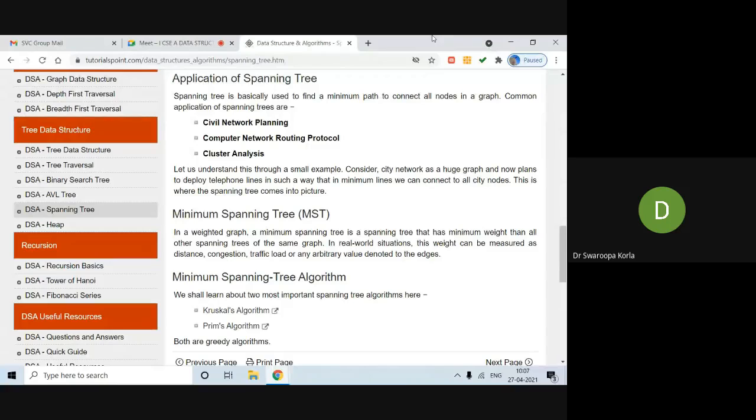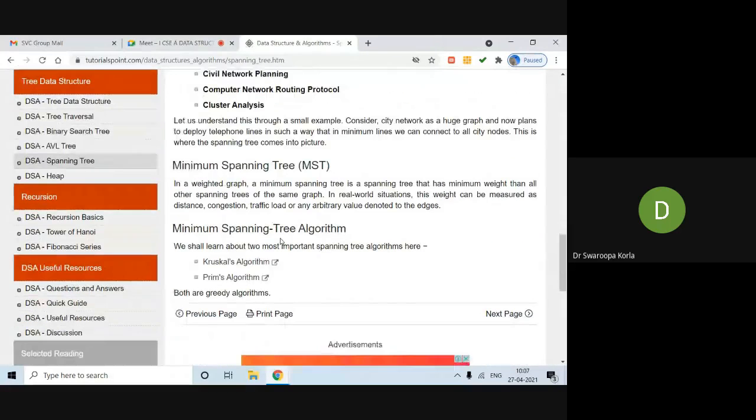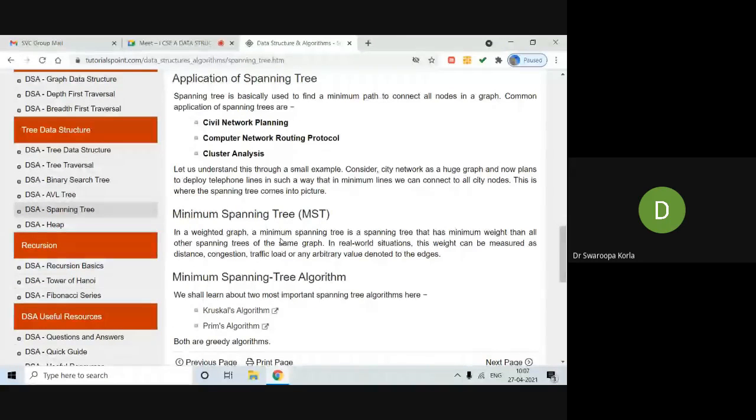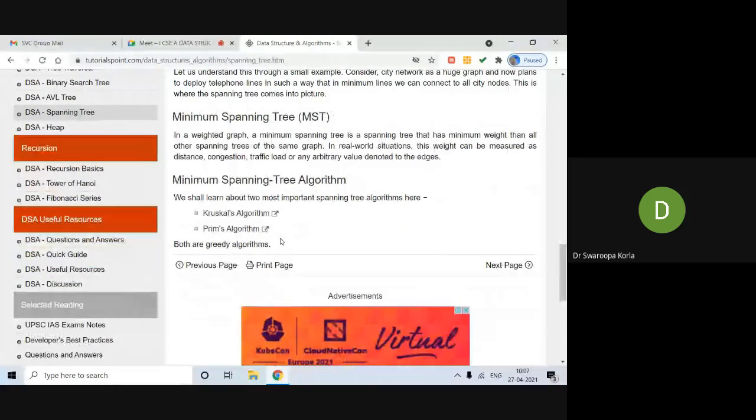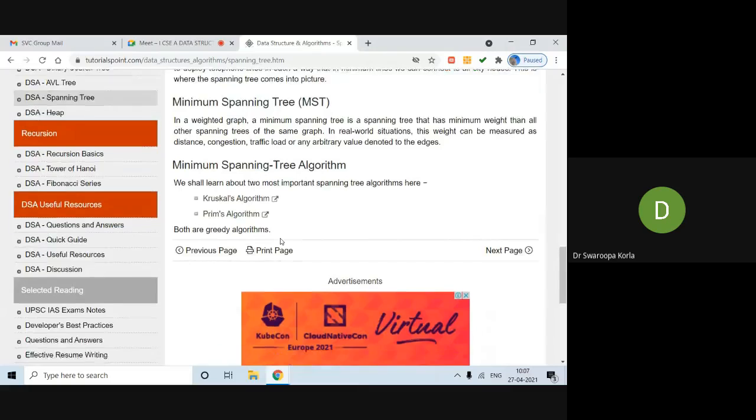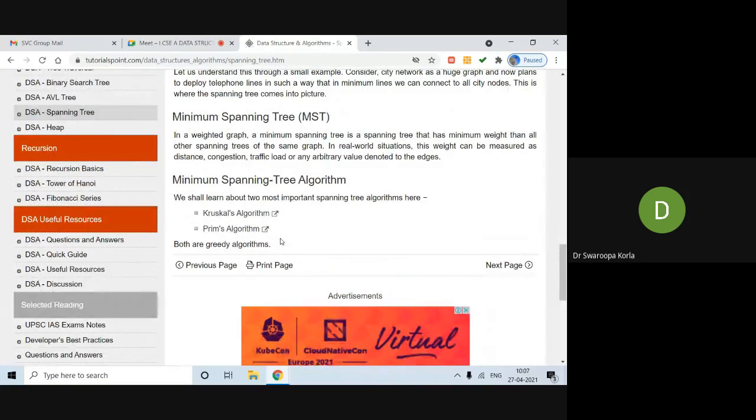So far we have discussed what a spanning tree is, how to construct a spanning tree with one example, what the general properties are, and what the applications are. Now we are starting a very important and very interesting topic, and all of you listen carefully. MST, minimum spanning trees.